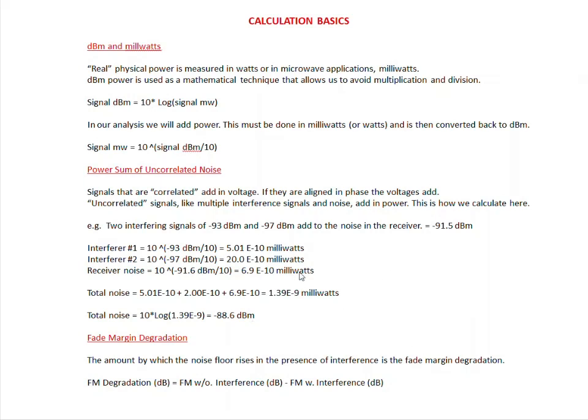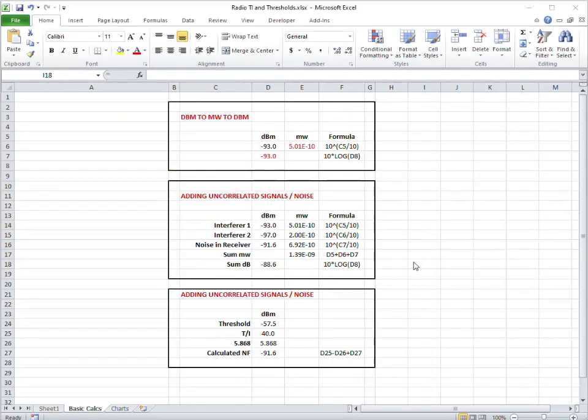Now I can show you this little calculation in the spreadsheet as well. In the center box of this spreadsheet, I show you these two interferers with the noise converted into milliwatts using the formula shown, summed up, and then converted back to decibels using the log formula. So this is a pretty straightforward little calculation.